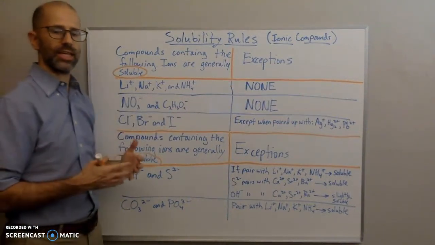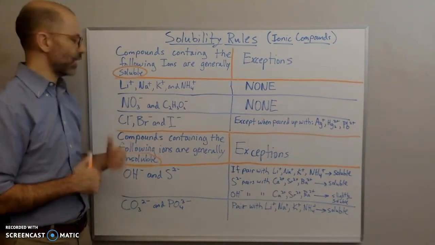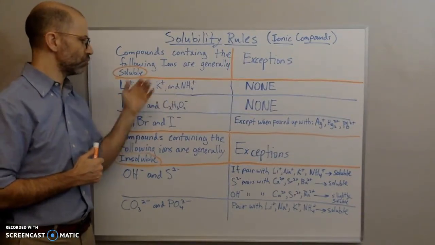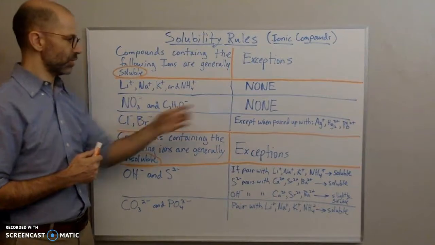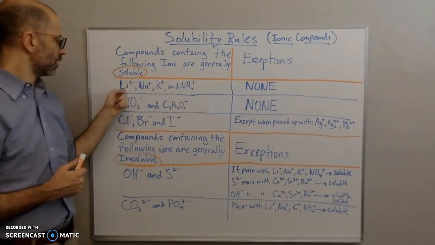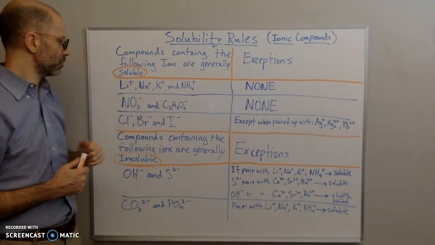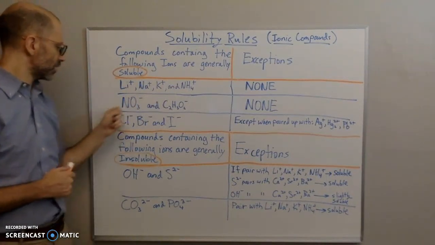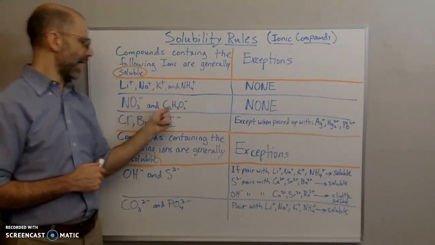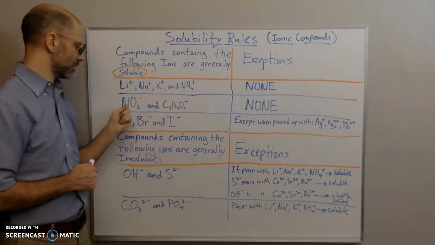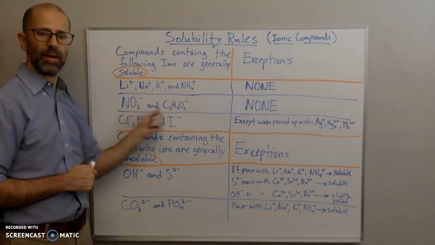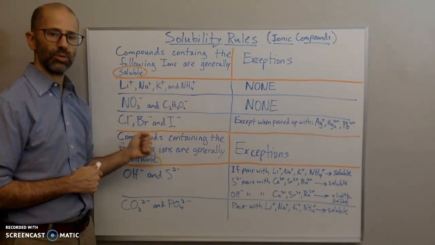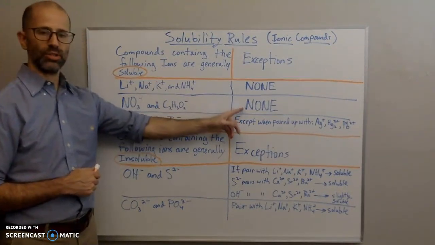So if you see a compound and you want to know if it's soluble or not, and it has any of these four, then you know it has to be soluble because there's no exceptions to it. So lithium, sodium, potassium, and ammonium. Any compounds that have those are going to be soluble in water. Same thing for nitrates and acetates. So this is acetate, this is nitrate. So any ionic compounds that have nitrate or acetate in them are going to be soluble in water. And again, there's no exceptions to this.